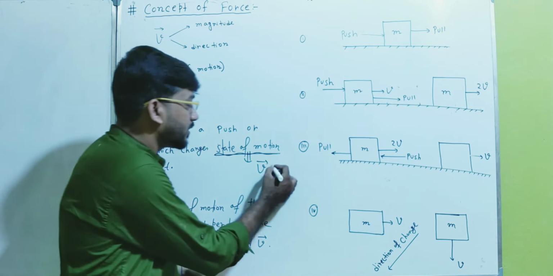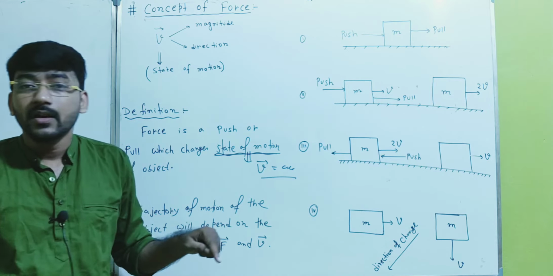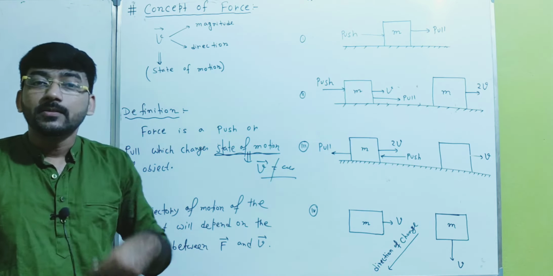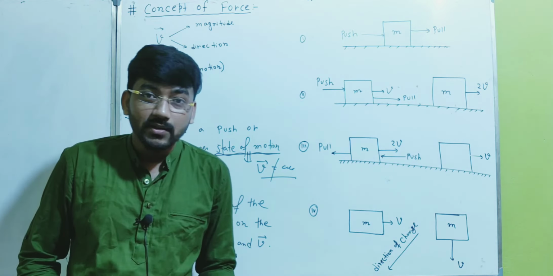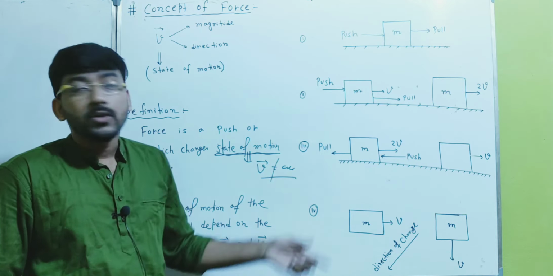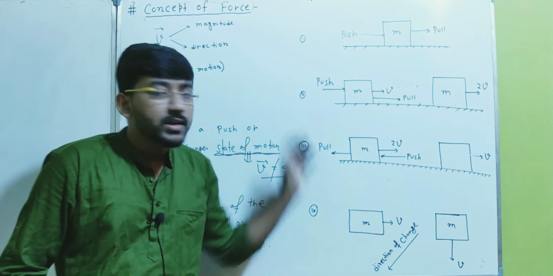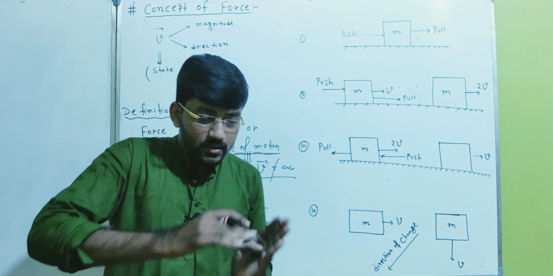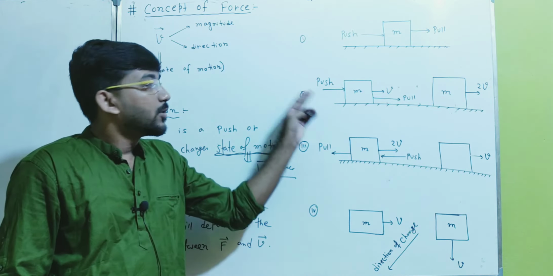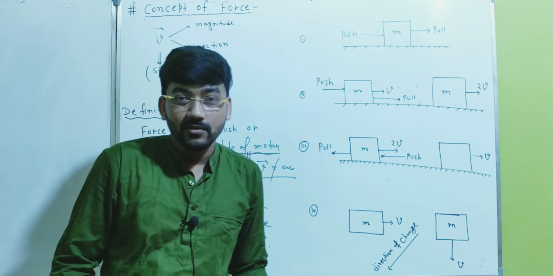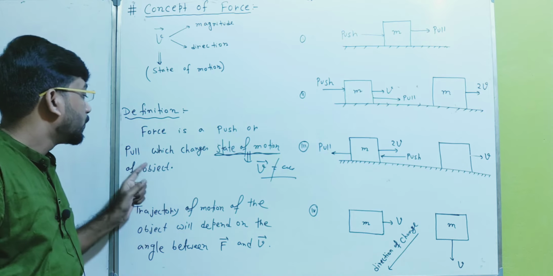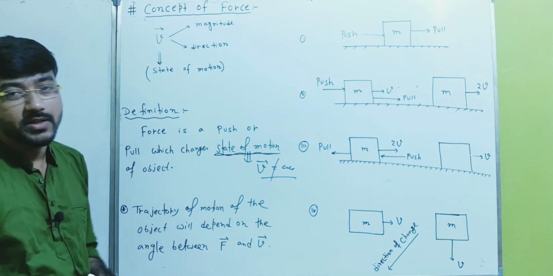If this velocity vector remains constant, then we cannot say a force is acting on the object. But if it is not constant, that means if the velocity vector is changed, then we can say that a force is acting, that is actually the pushing or pulling. So this English language, pushing or pulling, is converted into the physical language, that is force, only when the object changes its state of motion. Okay, so that's why I am writing over here that force is a push or pull which changes the state of motion of the object.